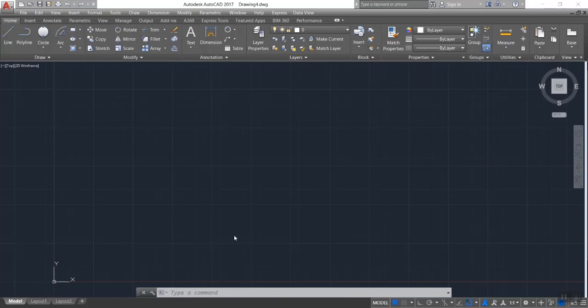So this is lesson 2. Let's get familiarized with the ribbons and let's see how to draw a line, polyline, circle, arc, rectangle, etc. So let's start with the class.